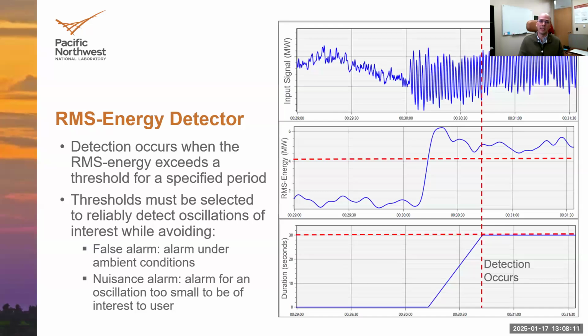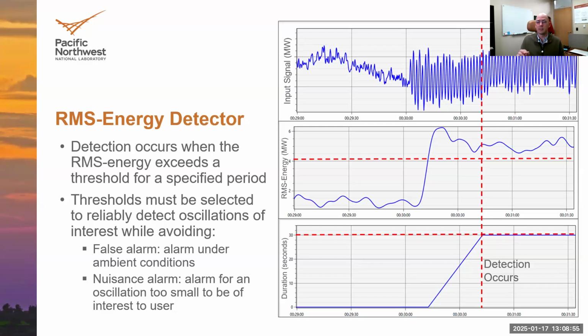But importantly, with these detectors, they don't issue an alarm as soon as that threshold is crossed. In practical detectors, we always wait for it to stay above the threshold for a certain amount of time. In this case, for band 2, I think band 2 is the 0.15 to 1 hertz, so in the range of electromechanical modes of oscillations, that's an important band. For band 2, I think the typical setting is 30 seconds. And so you wait 30 seconds, and that's what's shown at the bottom: a counter that starts at 0 and counts up to 30 seconds. And once it's stayed above the threshold for 30 seconds, that's when detection occurs. So this is the way that an RMS-Energy detector works.